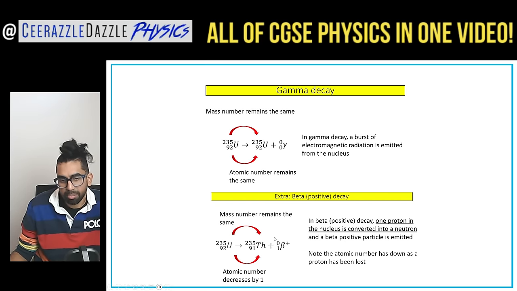So yes, beta particles can be, there can be a positive version of it. As you can see, in beta positive decay, one proton in the nucleus is converted into a neutron. So one proton in the nucleus is being lost and converted into a neutron. That's why 92 goes to 91, because we've lost a proton, but the mass number remains the same. And the beta positive particle takes away with it the 0 and 1 over here.